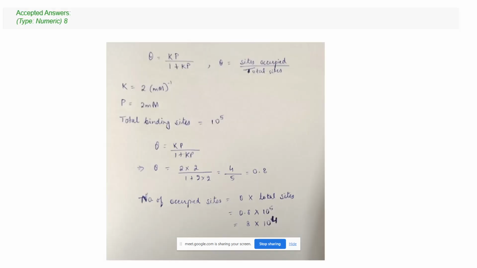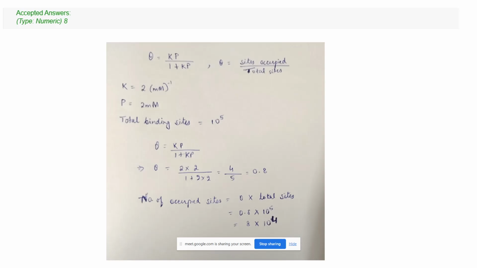So as I said, theta is the sites occupied by total sites. First we have to calculate theta to get the number of sites occupied. Here K equals 2 millimolar inverse, P equals 2 millimolar, and the total binding sites given is 10 to the power 5. If you put those values in theta equals Kp upon 1 plus Kp, you'll get 4 by 5, which is 0.8. The number of occupied sites would be theta into total number of sites, which is 0.8 into 10 power 5. If you convert it, it is 8 into 10 power 4.